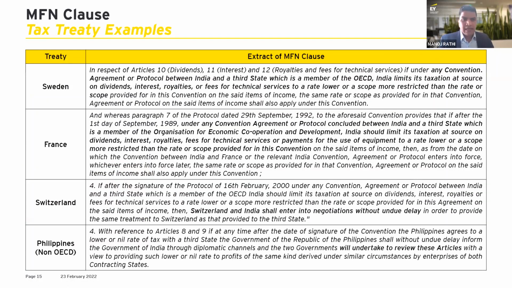What you see on the slide now is just the illustrative language in some of India's tax treaties as to how the MFN clause is really worded. Now, like I said earlier, India-Sweden does not necessarily create a condition for the treaty from where you want to import the favorable language to be signed subsequent to India-Sweden. So it's fairly open-ended in that sense.